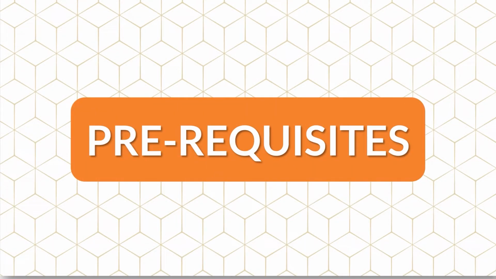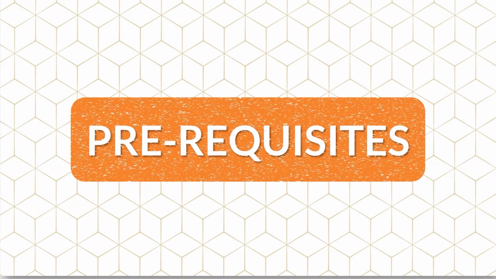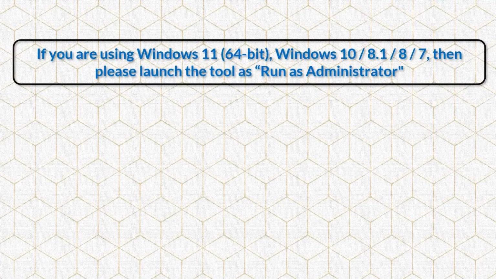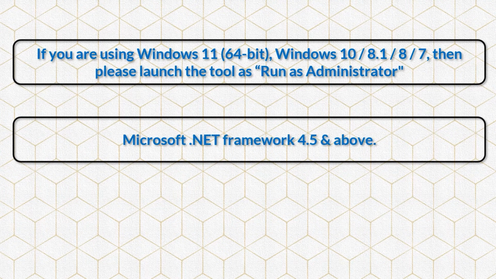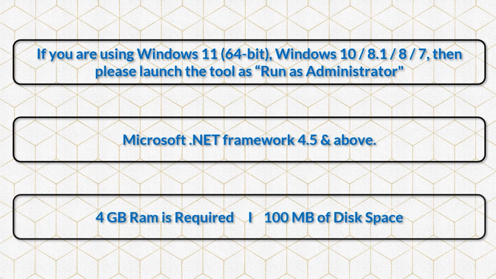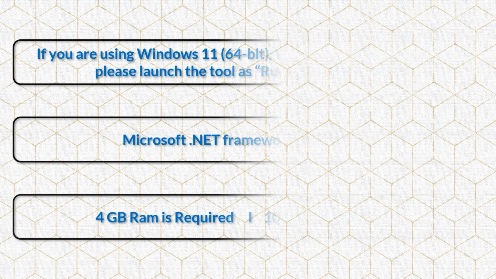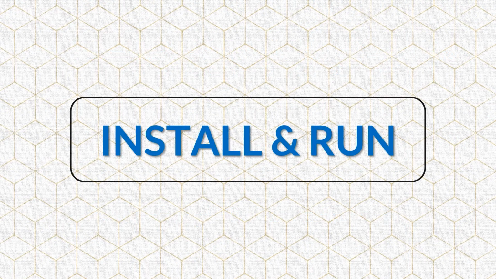Let's check out the prerequisites before installing the software. Please launch the tool as run as administrator if you are using these Windows. Microsoft .NET Framework 4.5 and above. 4GB RAM is required and 100MB of disk space. Now let's install and run the tool to check its working process.